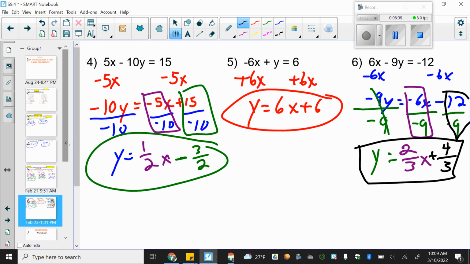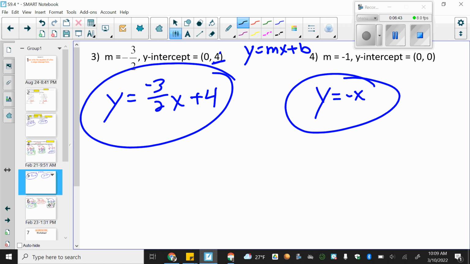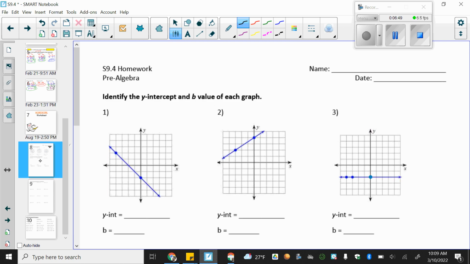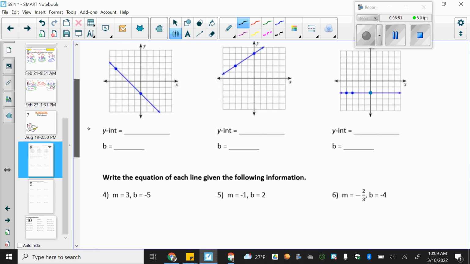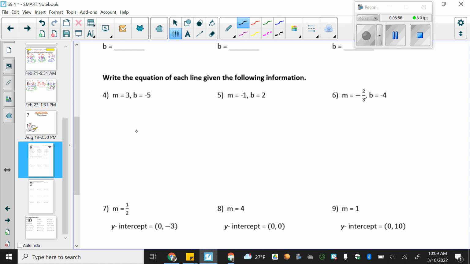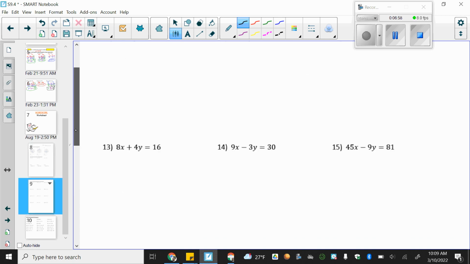All right, there you go. Homework's just what we just did. Things are hopping around. I apologize. Put that back up there. Here's the homework. Follow what we did on the notes. Here you're going to pull out the y-intercept and the b value. Here you're going to put them into the slope-intercept form. Find that on your notes. Last page, do what we did at the very end.